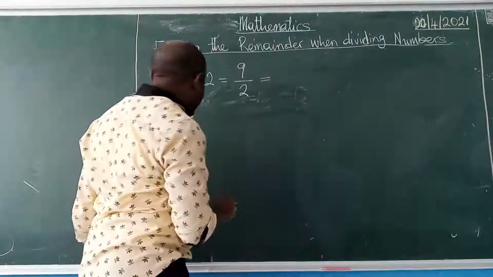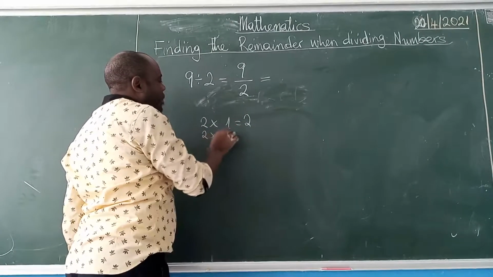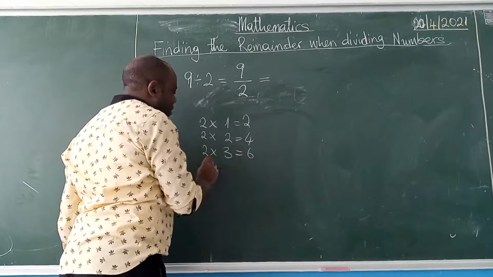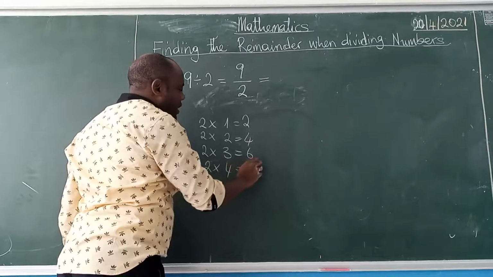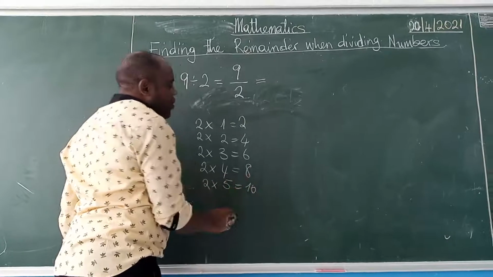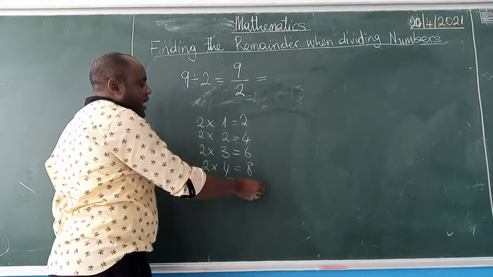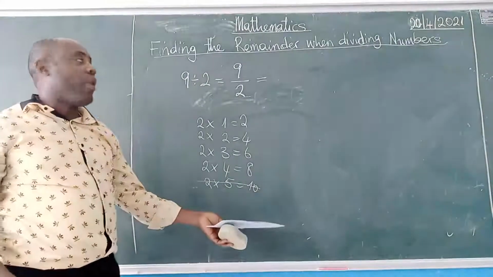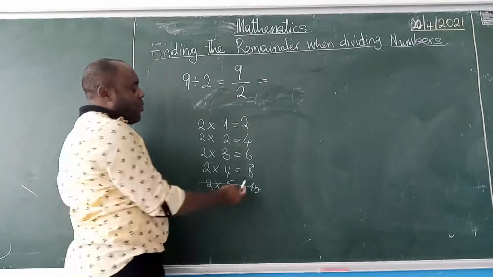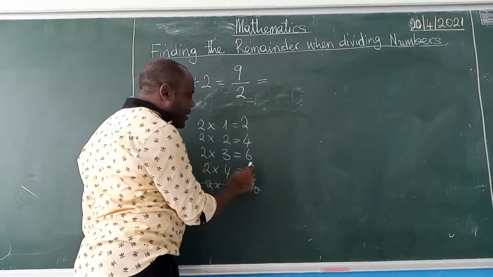9. If I take, for example, 2 times 1 is 2, 2 times 2 is 4, 2 times 3 is 6, 2 times 4 is 8, 2 times 5 is 10. So 9 is in between 8 and 10. So 10 is not there. 10 is a multiple of 2, but it is above 9. Our limit is 9. So the nearest multiple of 2, which is closer to 9, is 8.